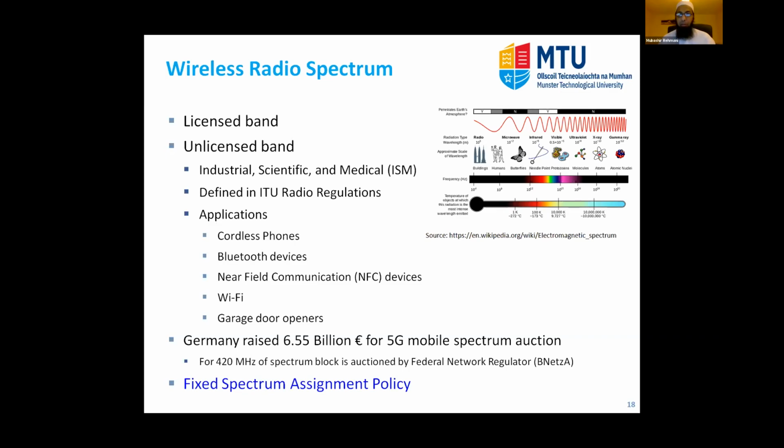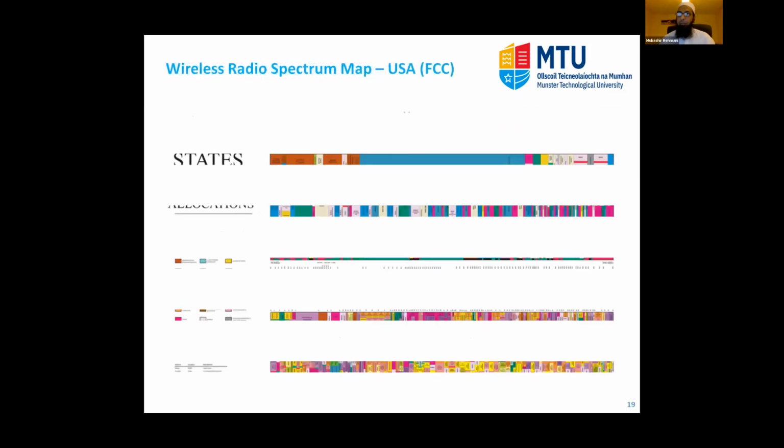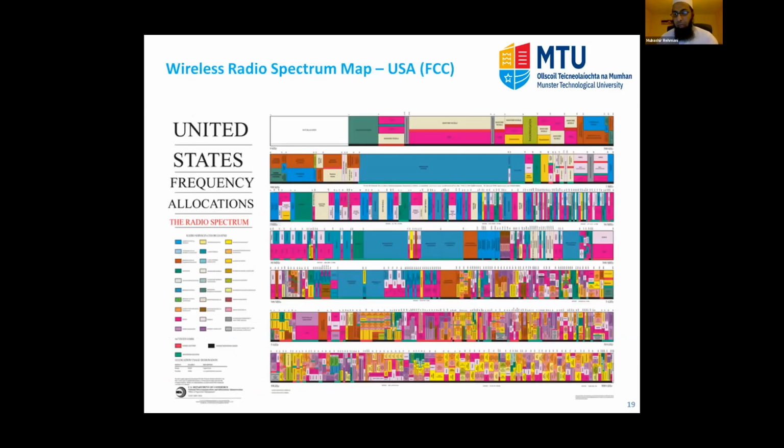So you can see the worth of this small chunk of wireless radio spectrum. Now, this wireless radio spectrum is basically assigned using fixed spectrum assignment policy. So what is this fixed spectrum assignment policy? If you look at the wireless radio spectrum map by FCC, Federal Communication Commission, USA.